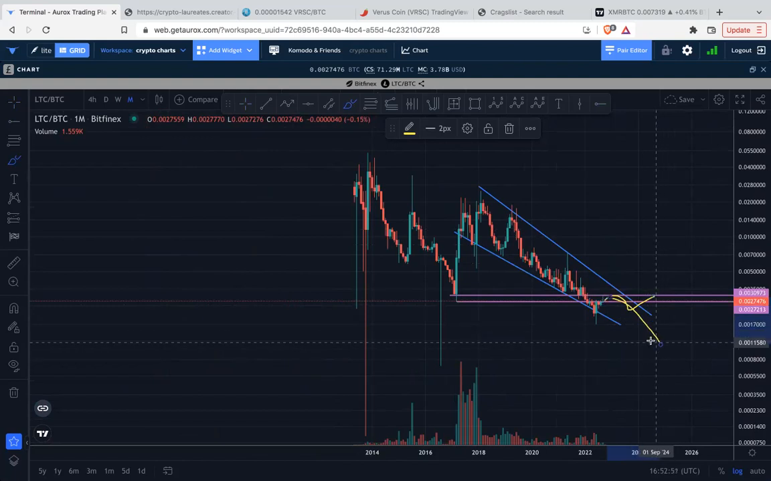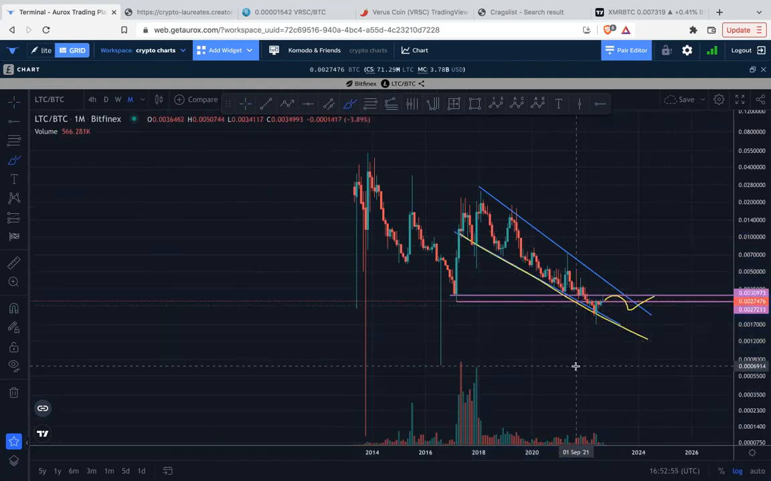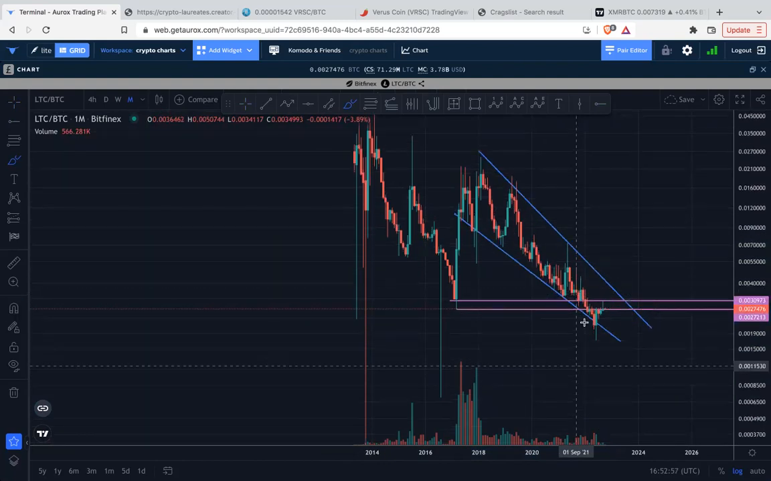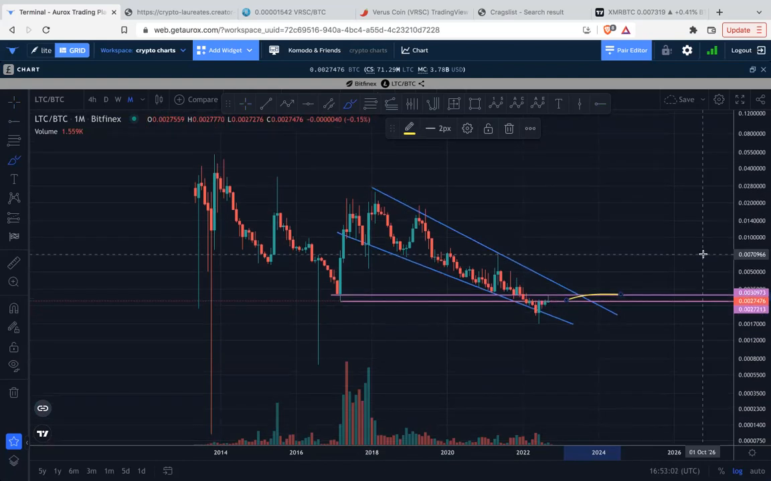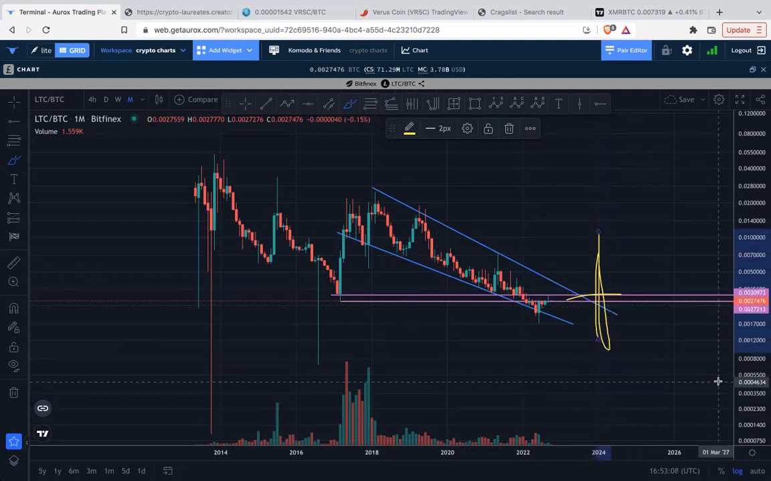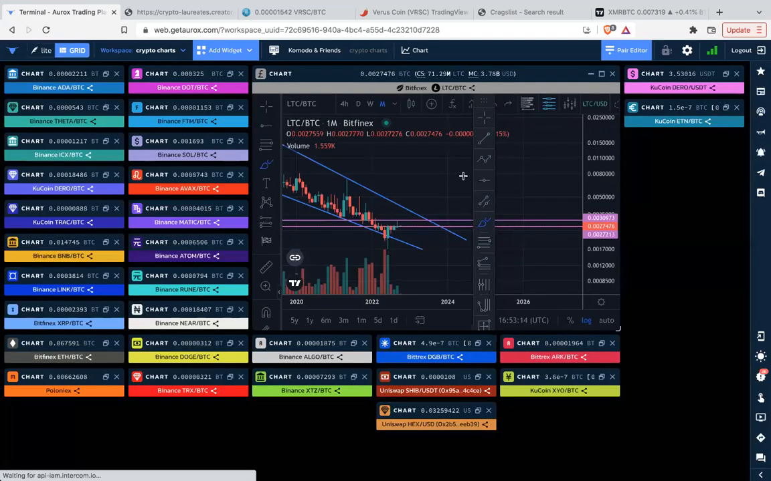Maybe it won't, and it'll keep going down. If this downtrend breaks and the price goes even lower, LTC would be done for. Okay, but I get the sense you're going to the right side of this downtrend at some point in the near future. Here's 2024, the beginning of 2024. Okay, that's LTC, a little bonus on the LTC.